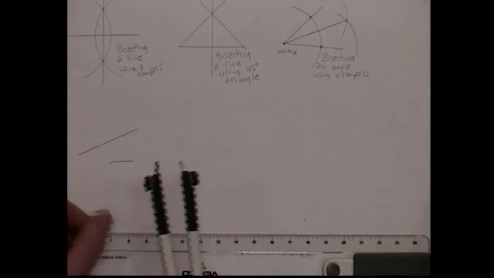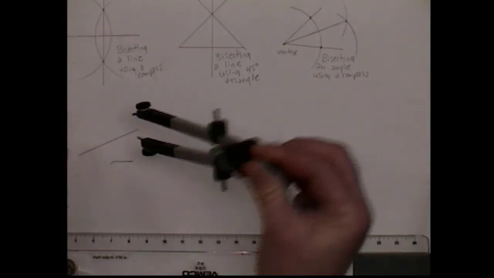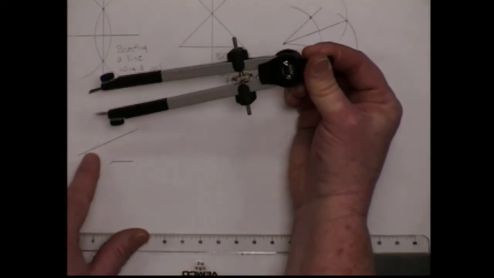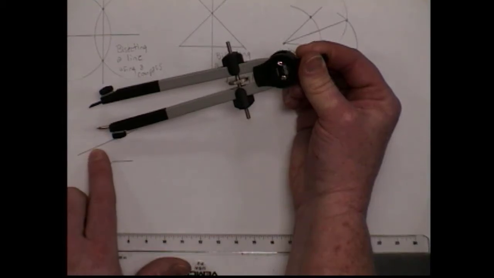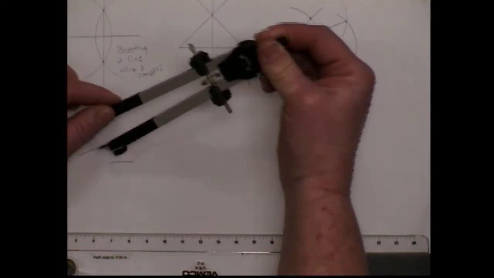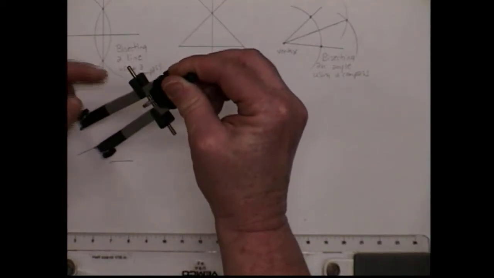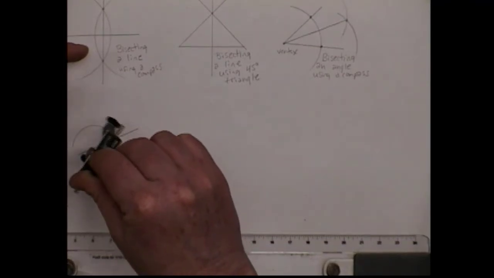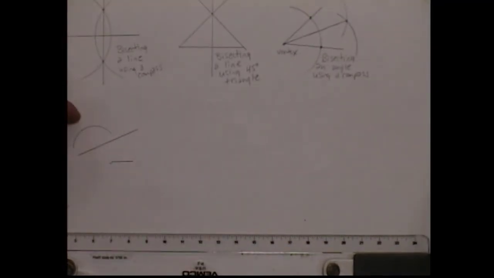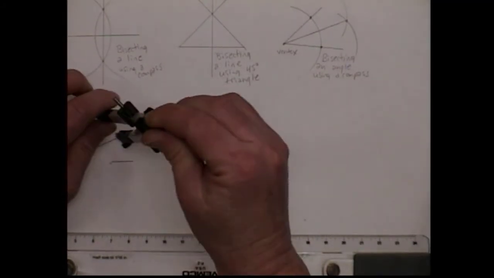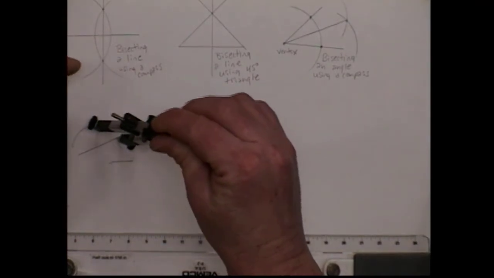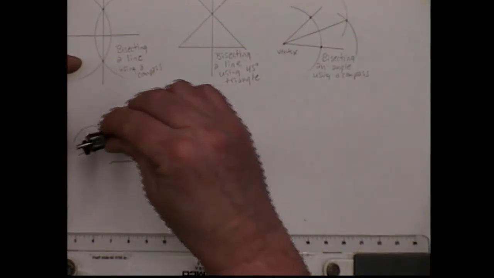Now that we have it set to the distance of the shorter line, you're going to put your needle point along this line. Now you want to put it about a third of the way up. So I'm going to put my needle point right here along that line. I'm going to strike an arc. Okay, so I made an arc. I'm moving my needle point down to about, not quite to the end, but about another third of the way up, and I'm striking another arc.